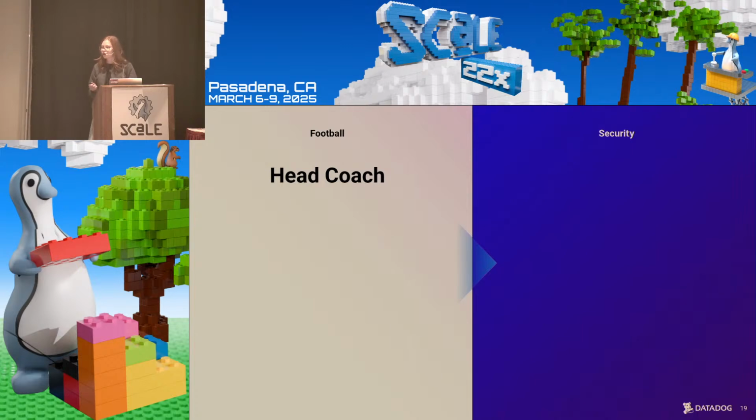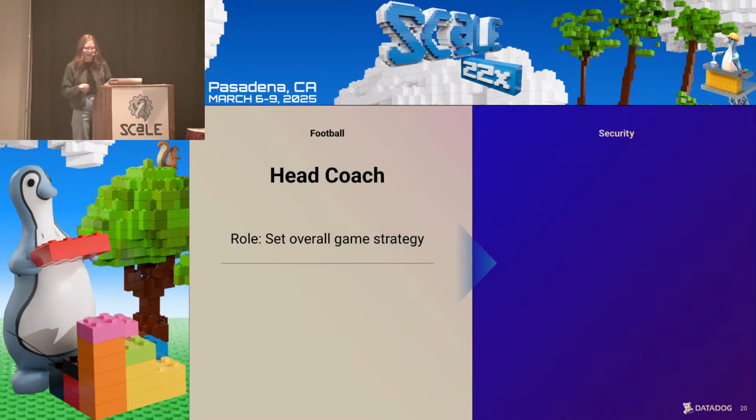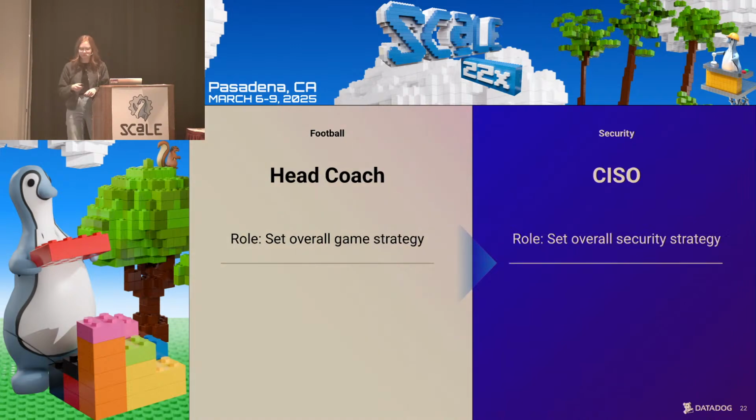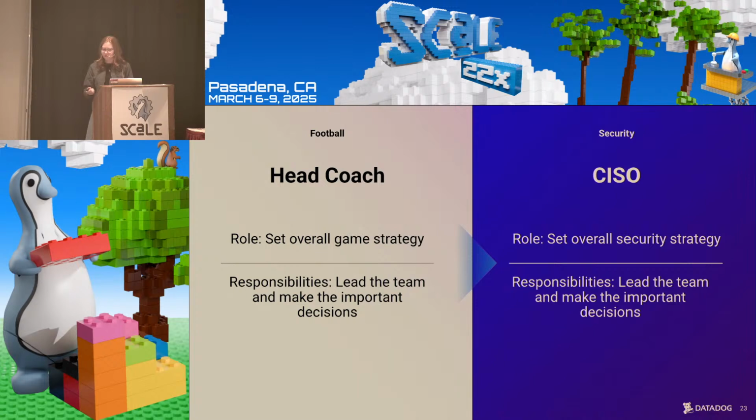So let's talk about the head coach. The head coach sets the overall game strategy. This is the person who's in charge. And guess what? So is the CISO. They set the overall security strategy. And now with both, they have the same responsibility. They are leading their team, and they are making the important decisions.